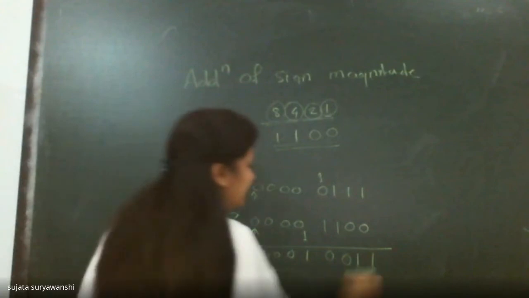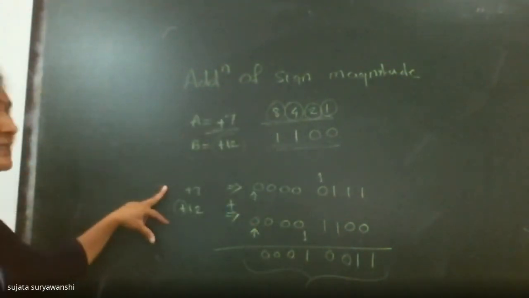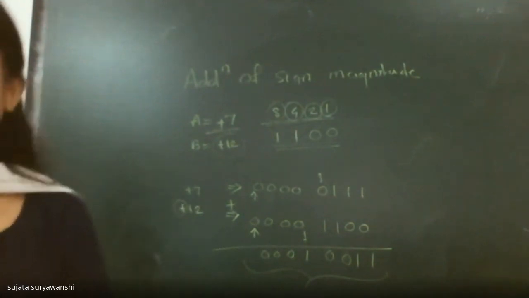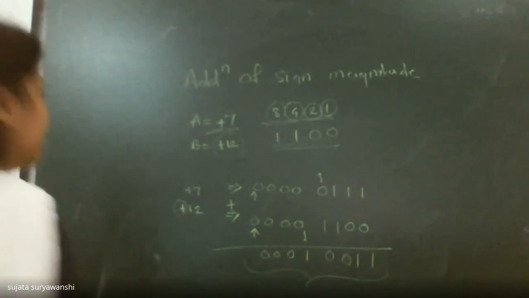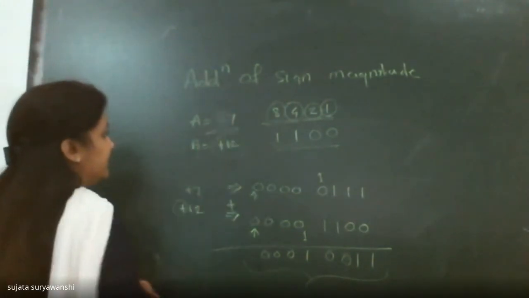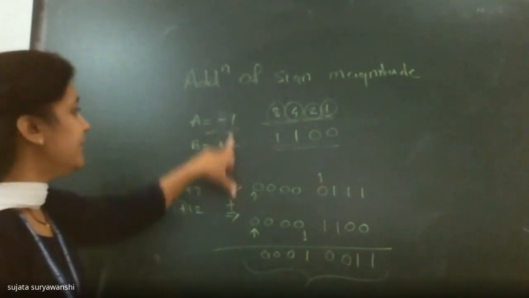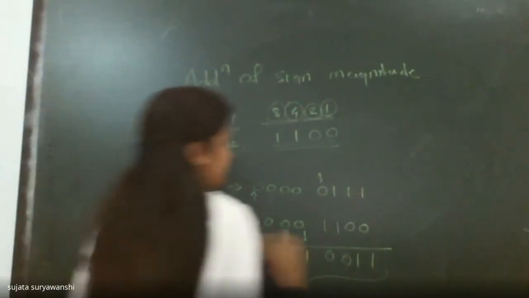So this is the addition of two sign magnitude numbers. Just write down this example. Now we'll see, if one of the numbers is negative, then what will happen? If 7 is negative and 12 is positive, how will you represent this?